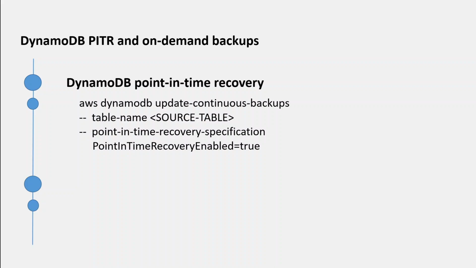PITR backups are system level and are held in an AWS managed account. Even if your account is compromised, an unauthorized user cannot delete this backup. You can enable PITR from your console, your SDK, or with this CLI command which is shown on your screen.